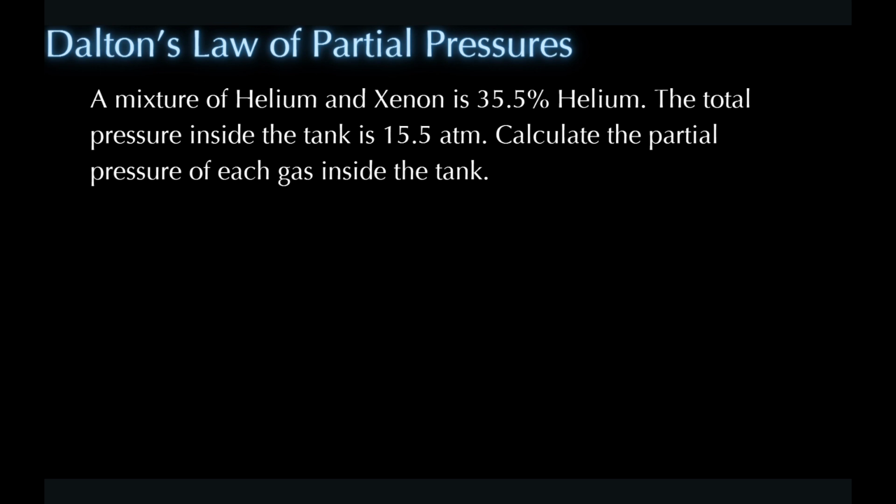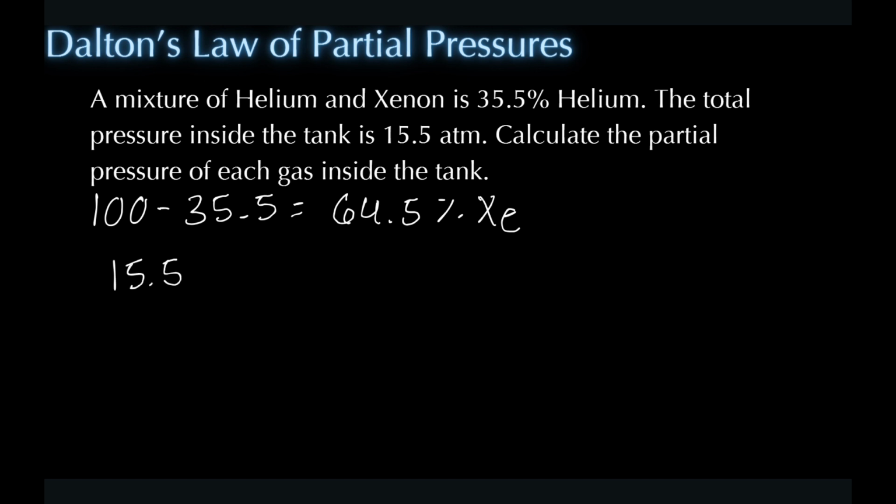35.5% of that is going to be the helium. So we're going to go ahead, 100 minus 35.5, this will get us 64.5% being our xenon. So 64.5% of this mixture is going to be xenon. Now from here, I can look at the 15.5 atmospheres.